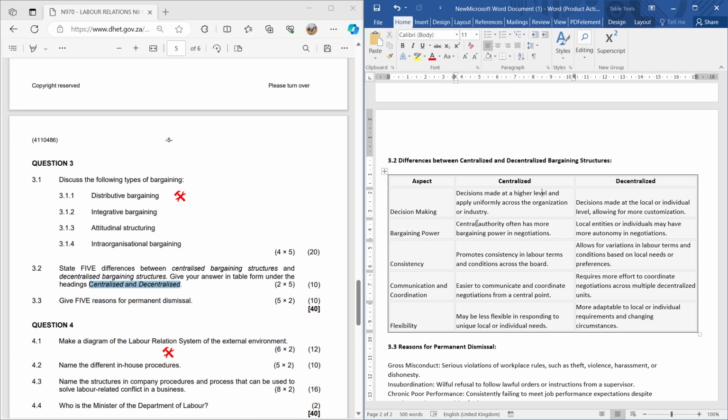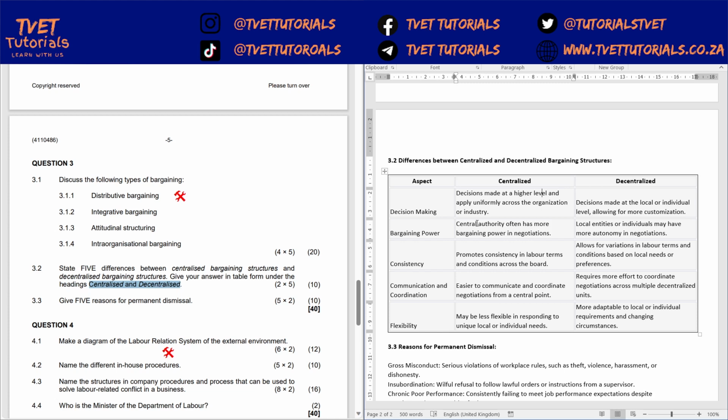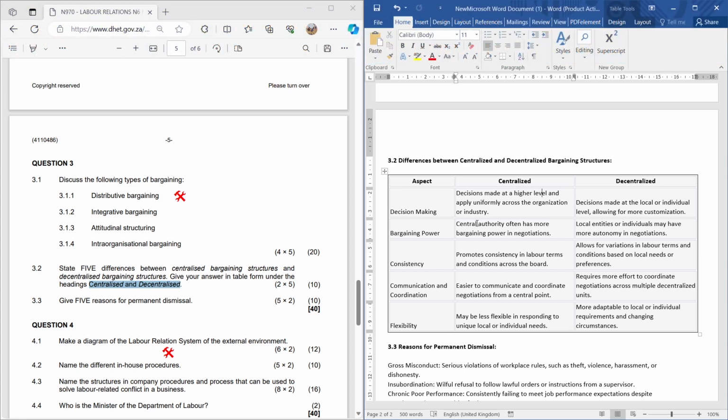You understand? And then with decentralized bargaining structures, in terms of consistency, it allows for variations in labor terms and conditions based on local needs or preferences, right? I mean, if I am able to go to my supervisor and say, hey, I have conflict with this system, how about we try it this way? And my supervisor says, yes, let's go ahead and do that.